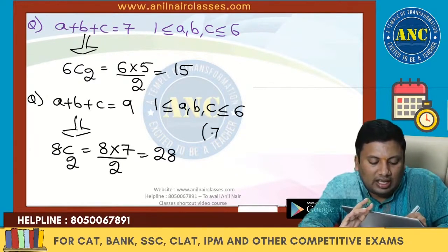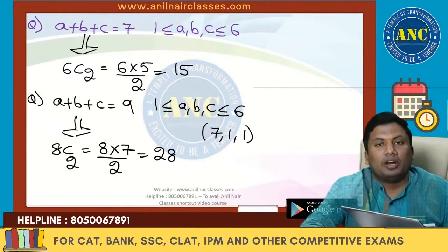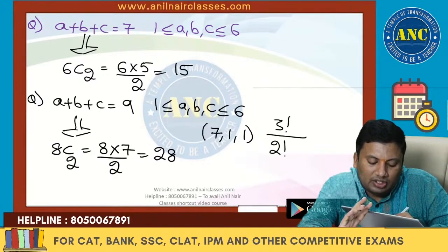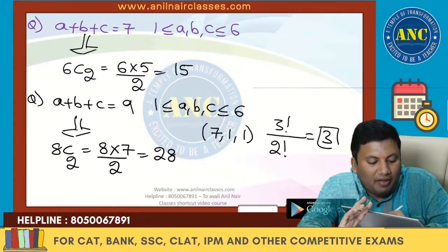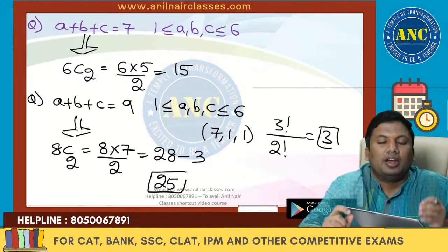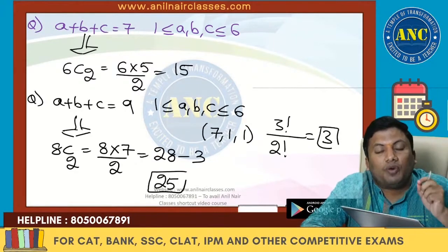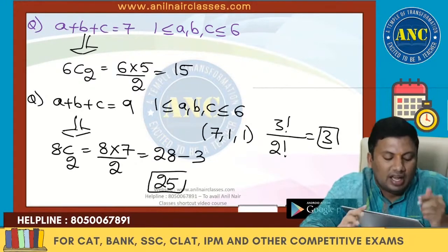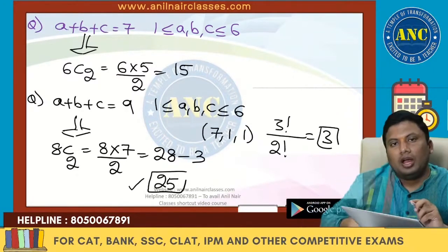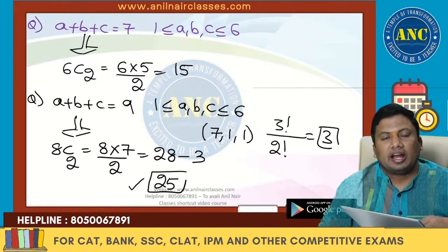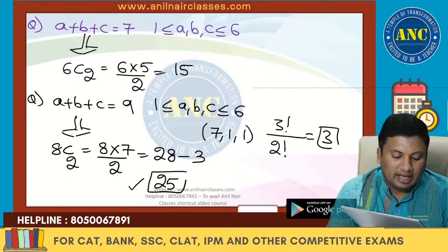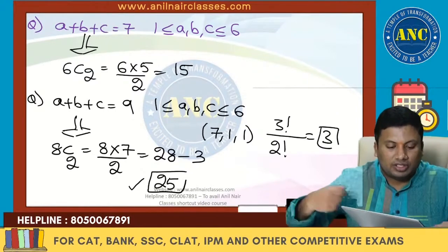In that one, 3 cases we have to eliminate: 7, 1, 1. 3 values are there. They can be arranged in 3 factorial, and 1 is repeated twice, so 3 ways. 3 cases we need to eliminate. 28 minus 3 is 25. I hope everybody it is clear why I eliminated from 28 and wrote 25. Kindly reply if it is clear.